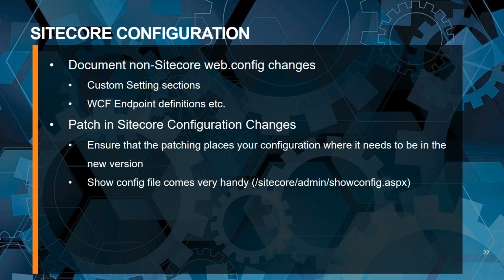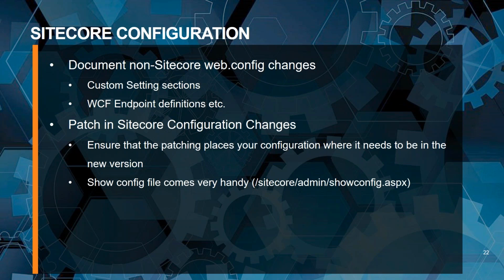Another pain point we notice for our customers is the configuration files. As you all know, Sitecore manages tons of configuration files, including the web.config file and a whole bunch of Sitecore configuration files. Before we start doing any upgrades, we need to make sure that if we made any changes in the web.config file, we take a note. If there are any custom settings we added, or if you are using any web services, make sure to note the endpoint definitions, whatever we added, so that after the upgrade you can add them back.